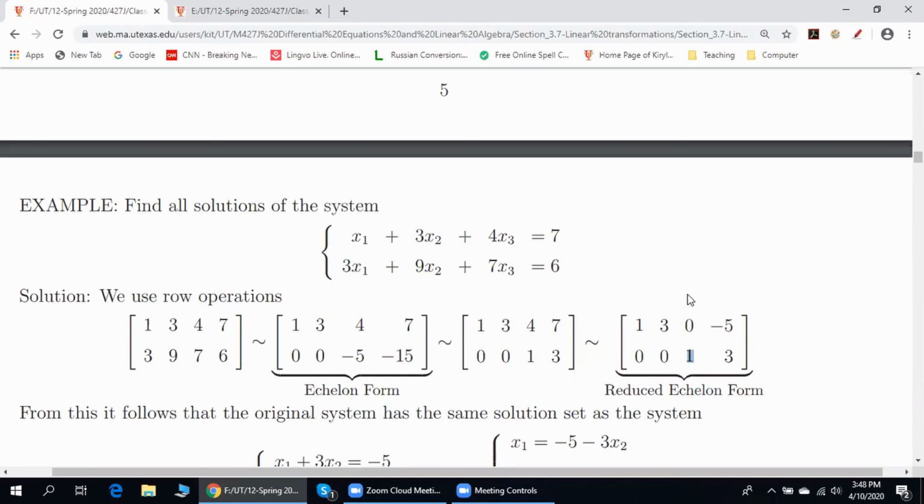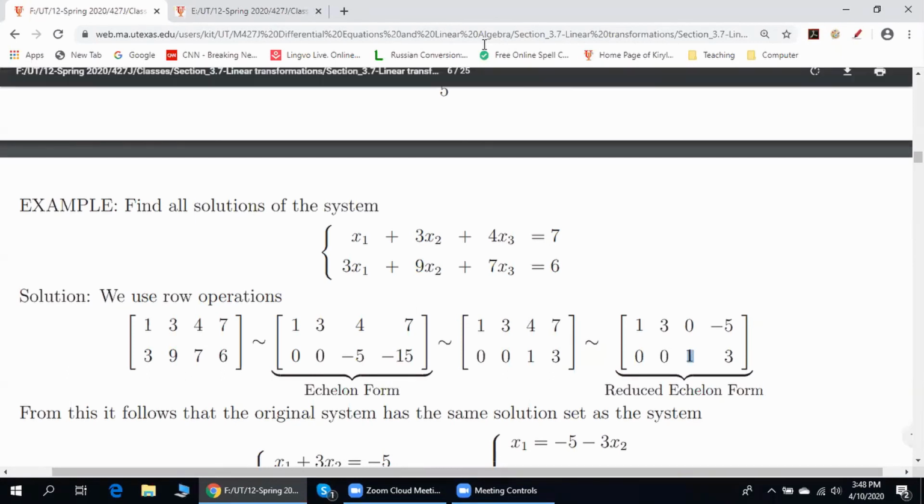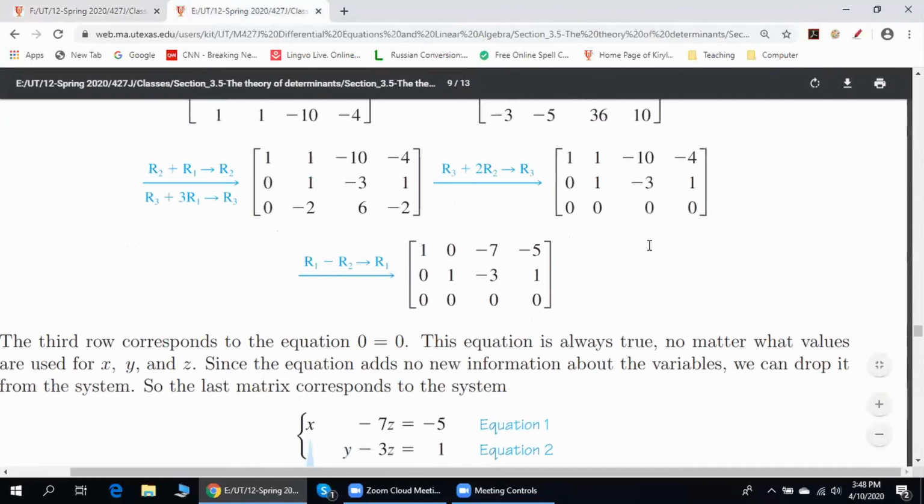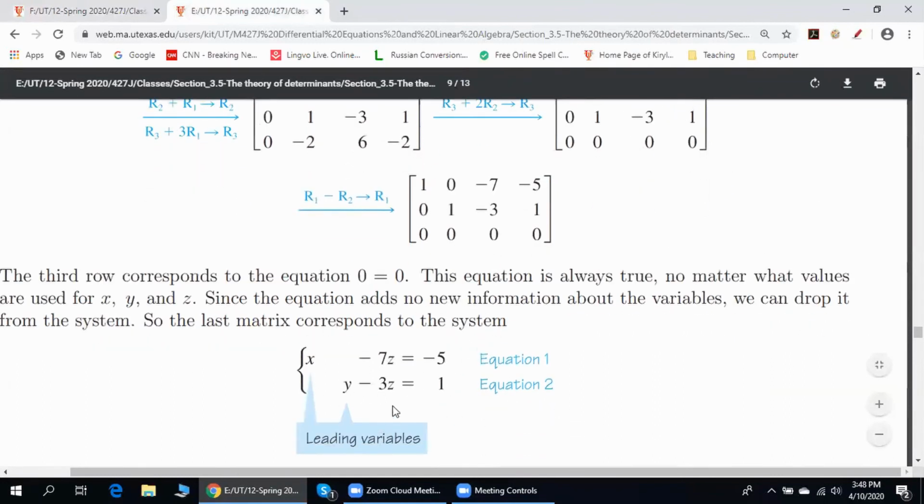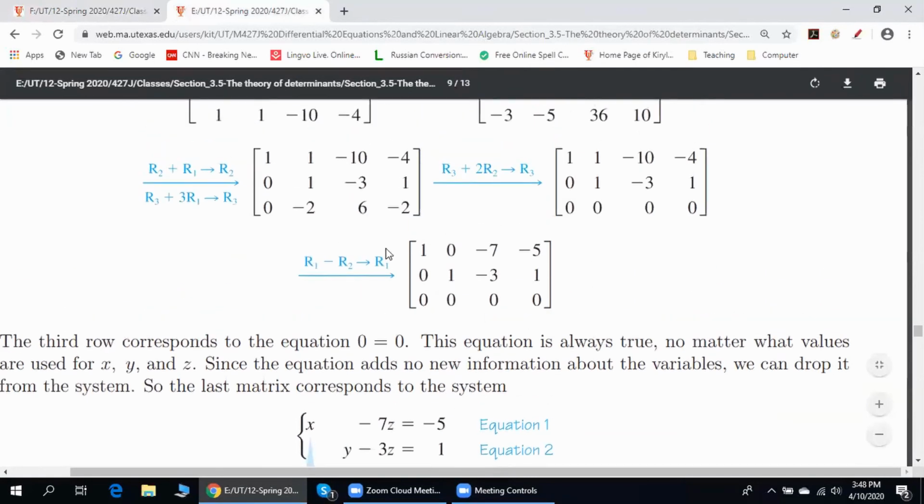Other questions? Can you explain why we need reduced echelon form? Yes. Very good question. Why do we need reduced echelon form? Well, please take a look at this example. Imagine that we jump to the corresponding system, not from reduced echelon form, but from echelon form.